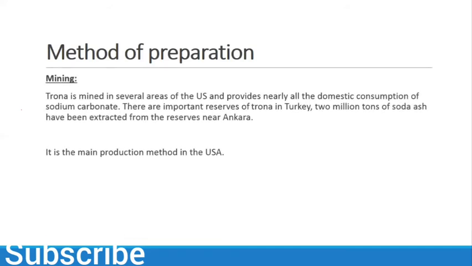So trona is the form of sodium carbonate present in USA. So it is mostly used, and the main production of sodium carbonate is through trona. There are important reservoirs of trona in Turkey also, and 2 million tons of soda ash have been extracted from these reservoirs near Ankara. So Ankara is in Turkey. So 2 million tons of soda ash have been extracted in the previous year. But the main production in US is also from trona.